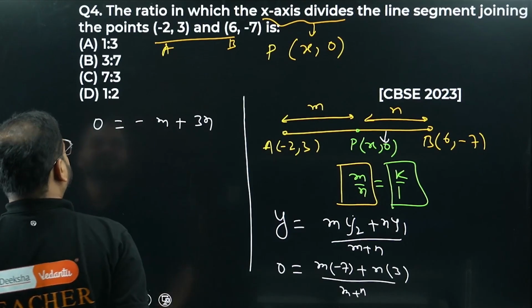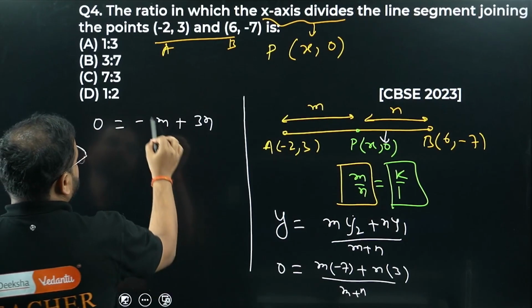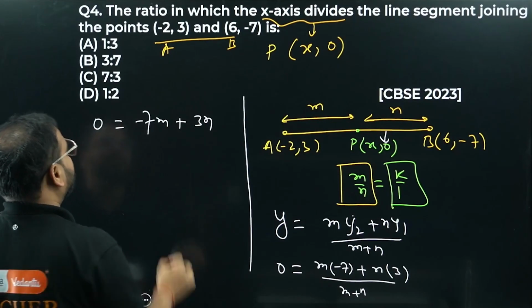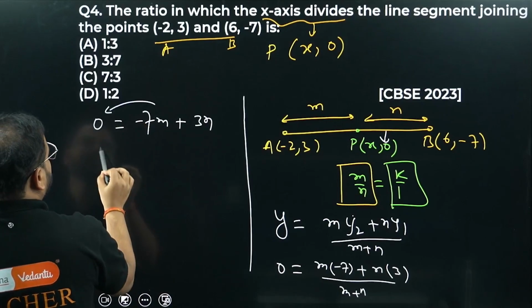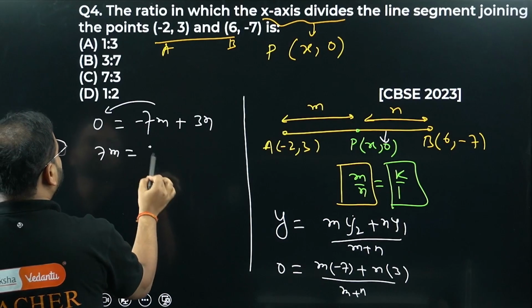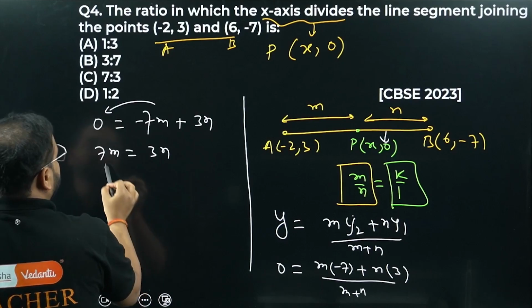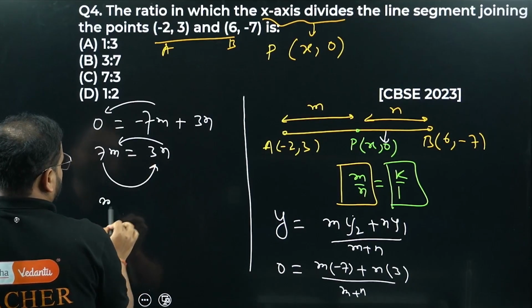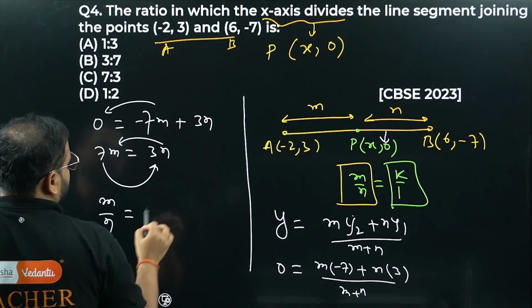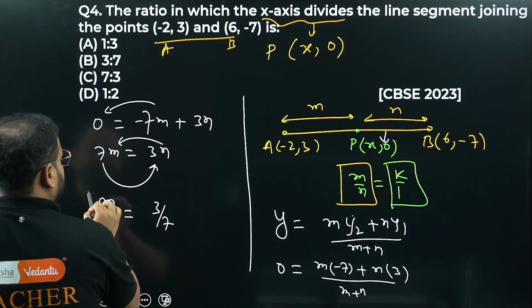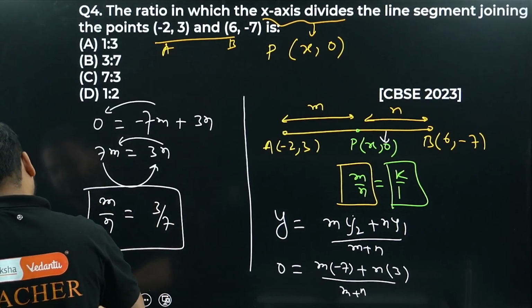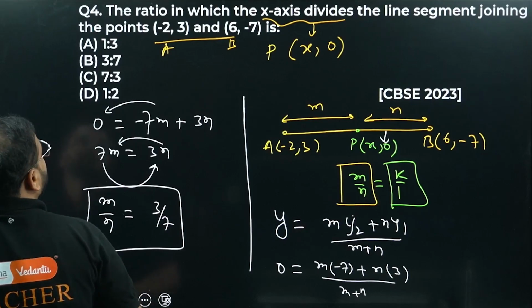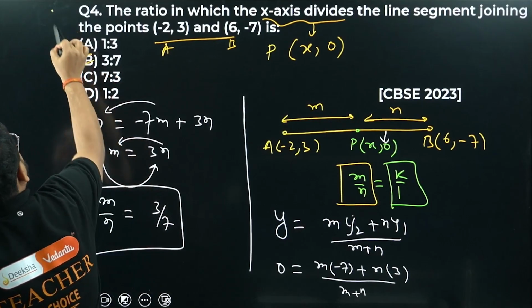It doesn't look like 7, sir. Okay, let me rewrite it. Minus 7. I'll bring minus 7m on this side. What I'm getting is 7m equals 3n. Bring 7 over here and bring n on this side. So m upon n is 3 by 7. So the m to n ratio is how much? 3 by 7. Option number B looks right, sir.